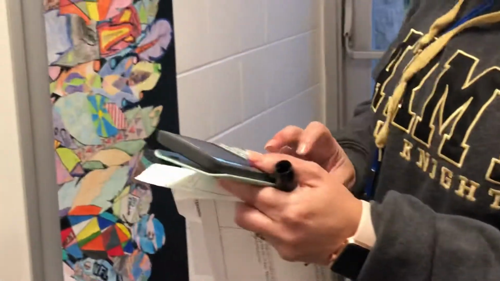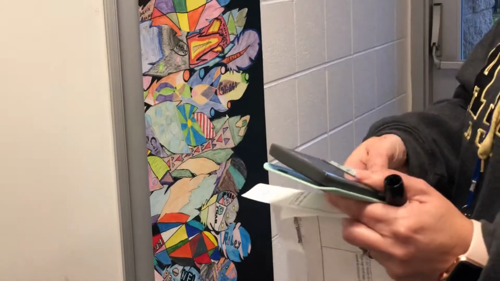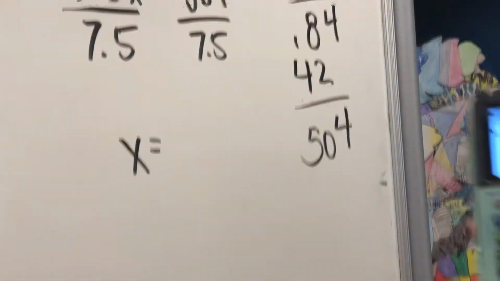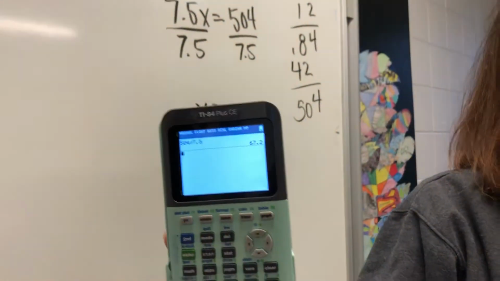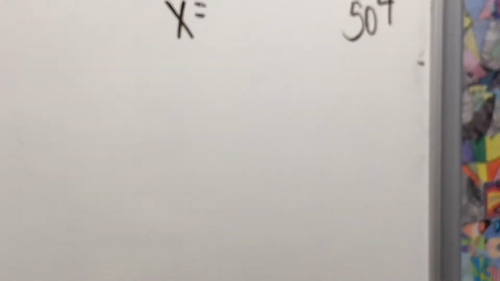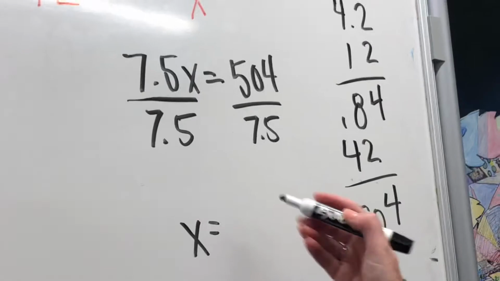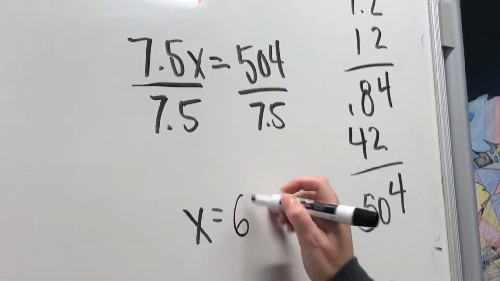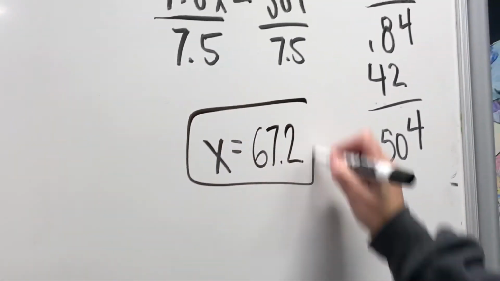Let's go ahead, and I thought this was going to be faster, but maybe not. 504 divided by 7.5 equals 67.2. So that's my final answer. And I could have done that out shorthand, but in this case, that's a perfectly fine problem to use the calculator on. The end.